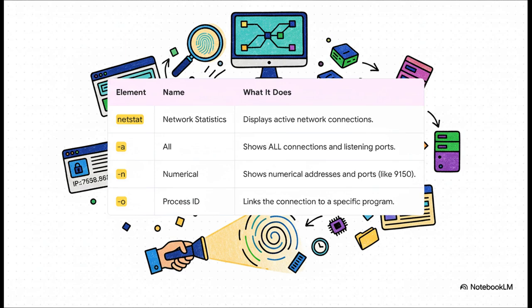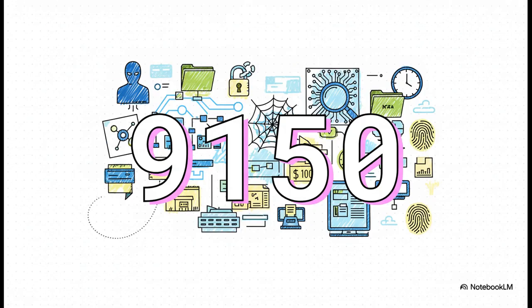But the real magic ingredient here is that little O at the end. That flag shows the process ID, which is a unique number assigned to every single program running. And that lets an investigator directly connect a network port to a specific application, like the Tor browser. So what are they looking for exactly?